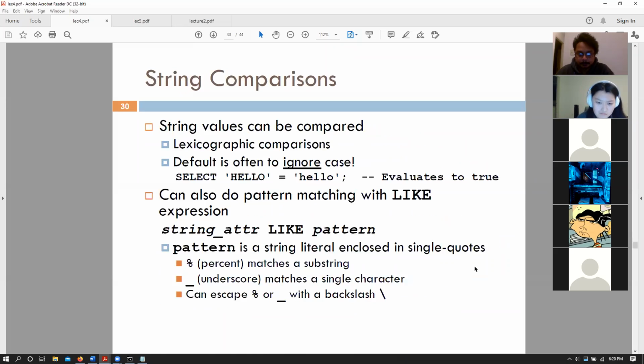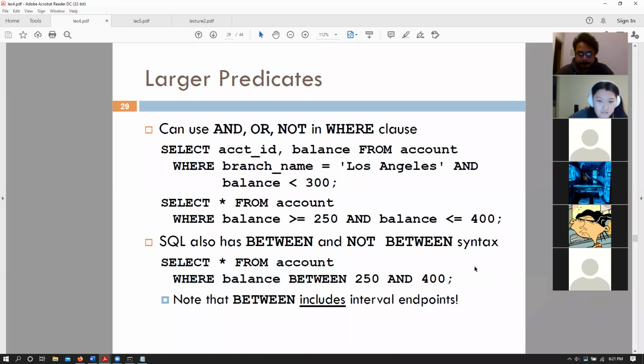Any questions so far? So basically between is like the range. Yes, between is like the range. A select star from account where balance between 250 and 400 is equivalent to writing this particular statement. Oh, okay. Thank you. You're welcome.